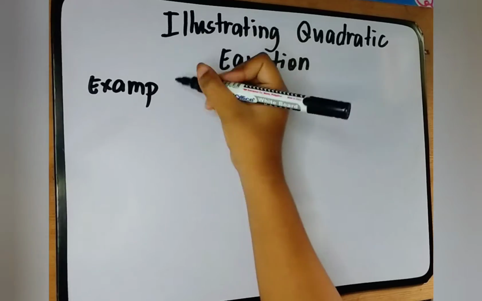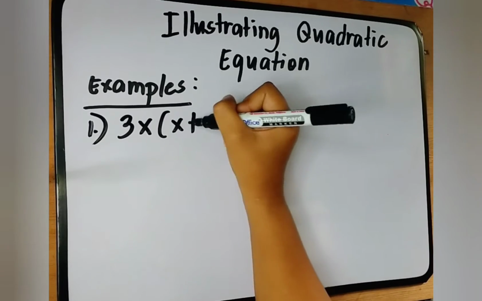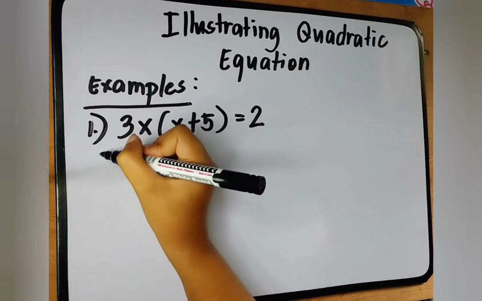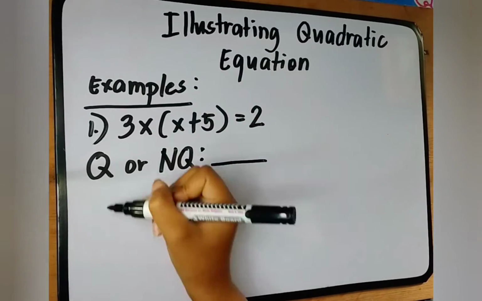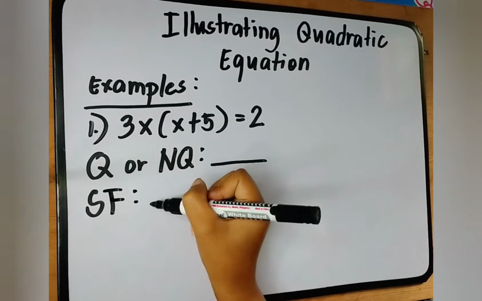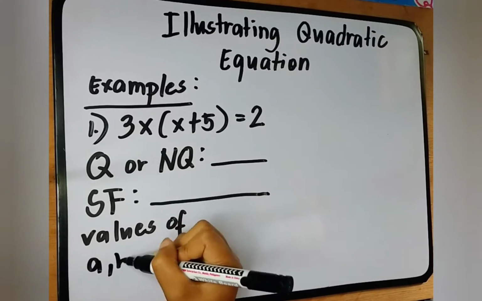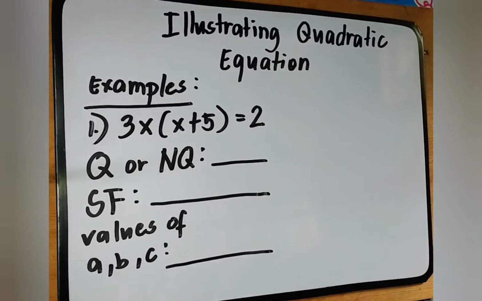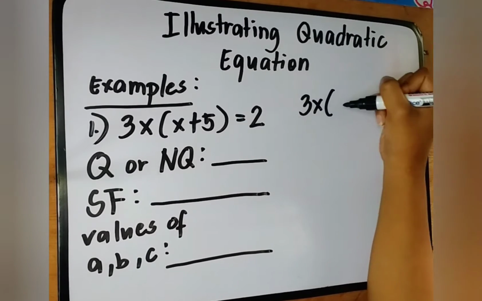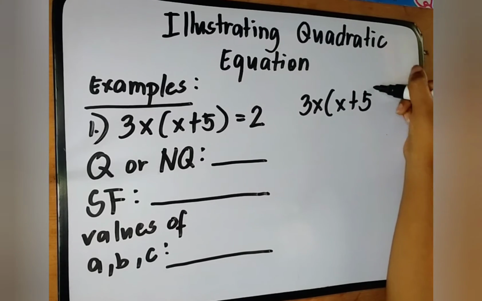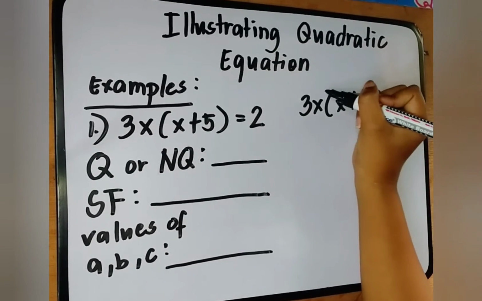Since we already know the definition of the quadratic equation, let's have examples. Example number 1: 3x times the quantity of x plus 5 is equal to 2. We will find out if that is a quadratic equation or not. If it is a quadratic equation, let's write the standard form, and then find the values of a, b, and c. Let's start answering.